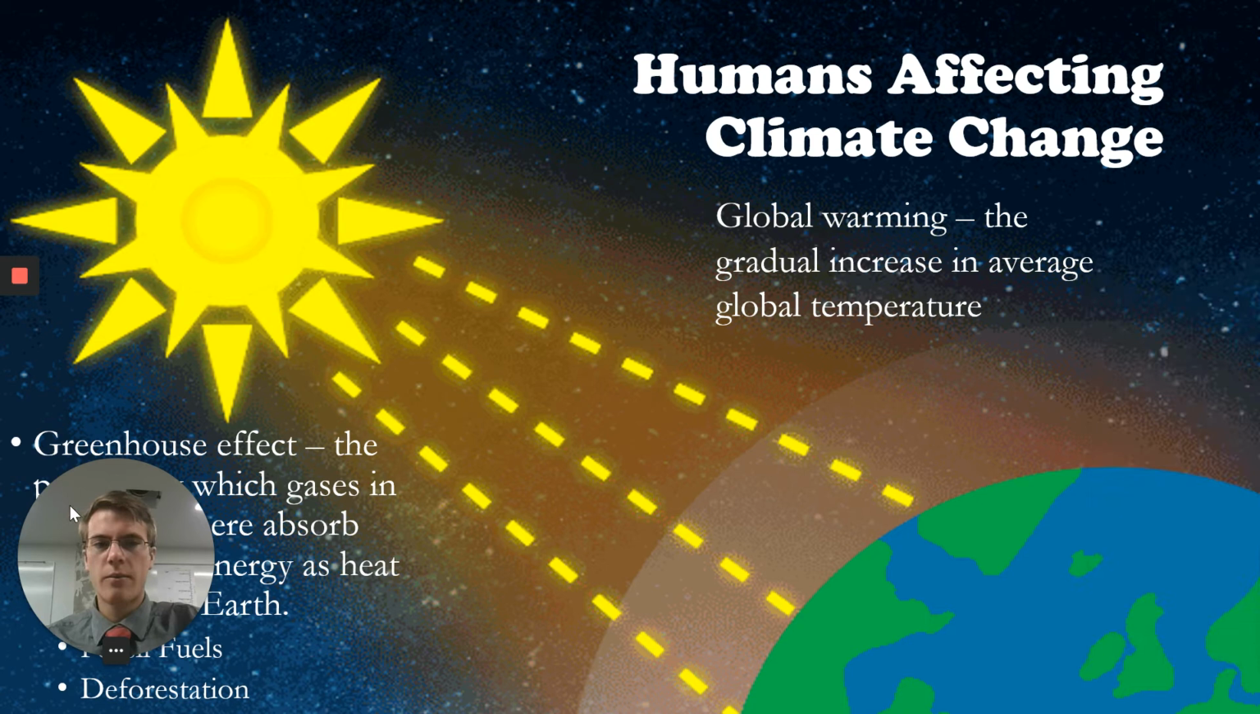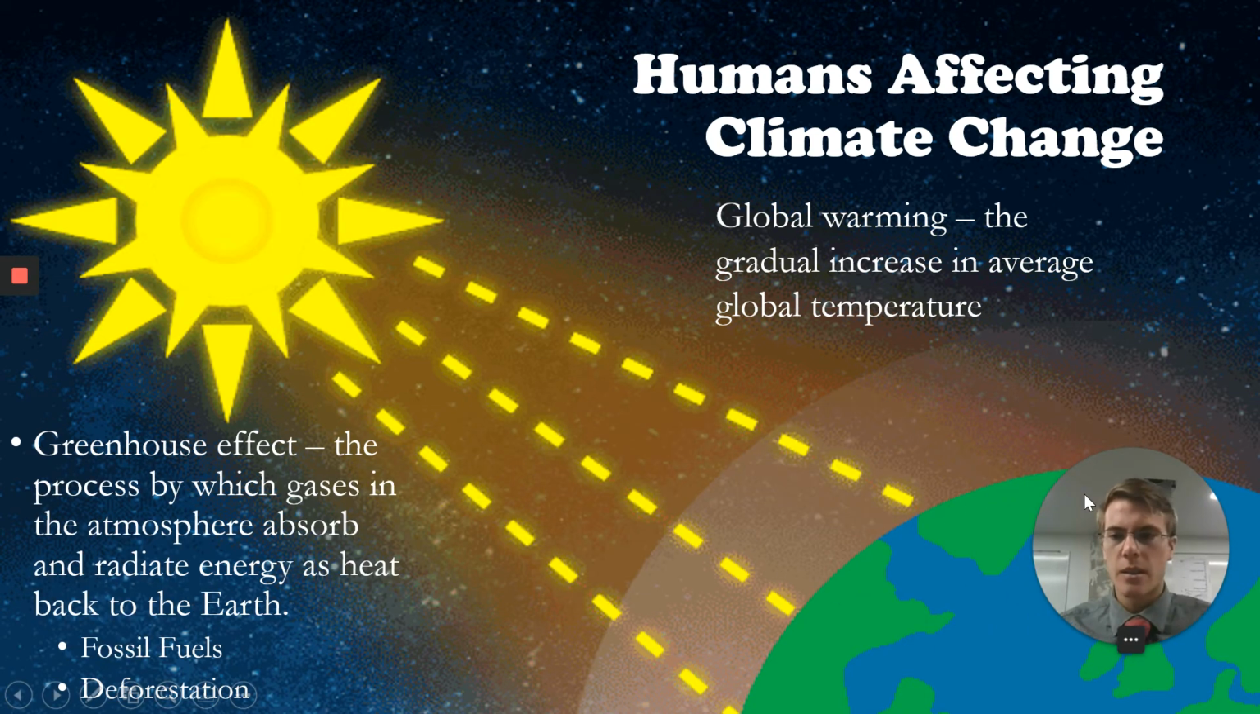Now we have the greenhouse effect, which is something that's natural, but humans have interfered with this over time. What the greenhouse effect is, it's the process by which gases in the atmosphere absorb and radiate energy as heat back from the Earth. So essentially when the rays of the sun enter the Earth's atmosphere, the heat gets trapped by the greenhouse gases, like carbon dioxide and others. And basically we've seen global warming occur, which is the gradual increase in average global temperature.